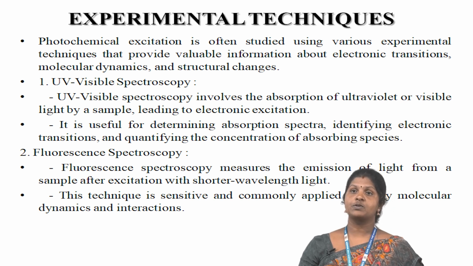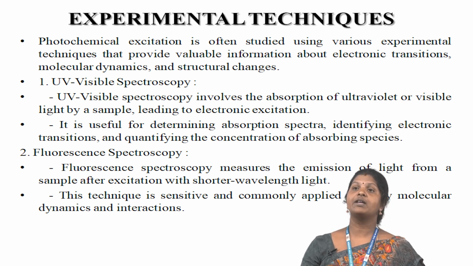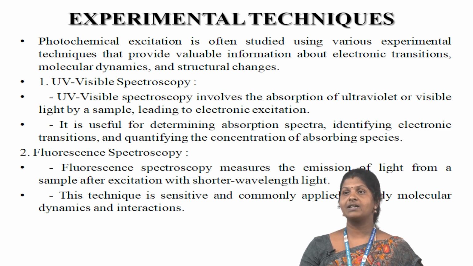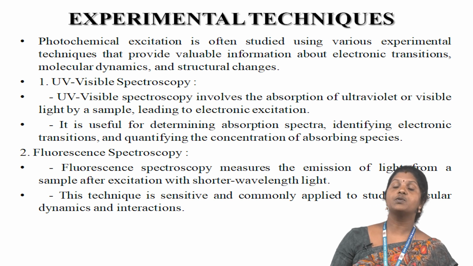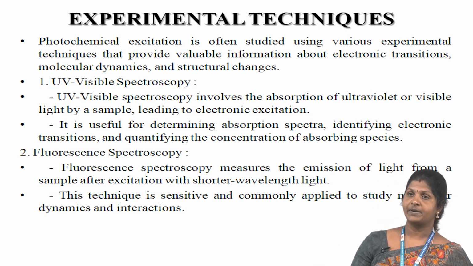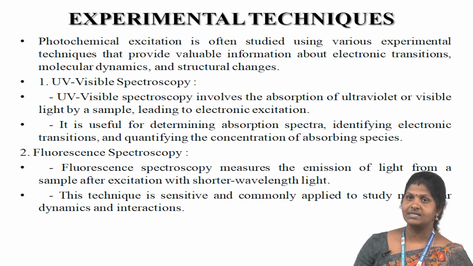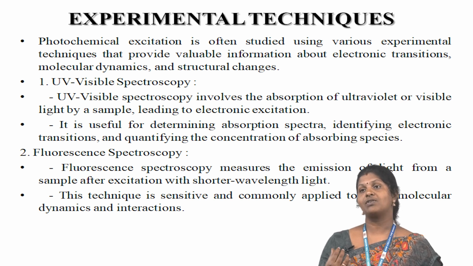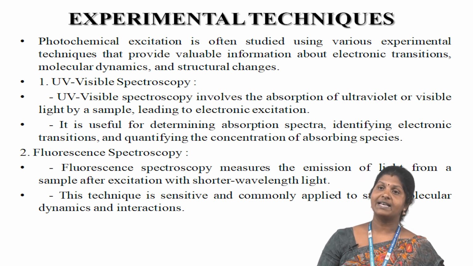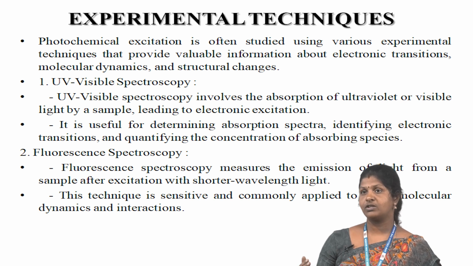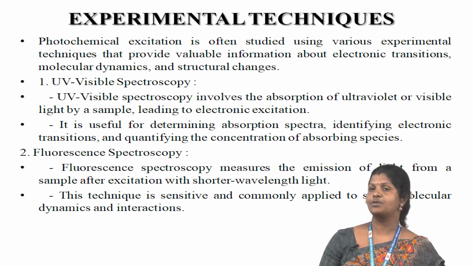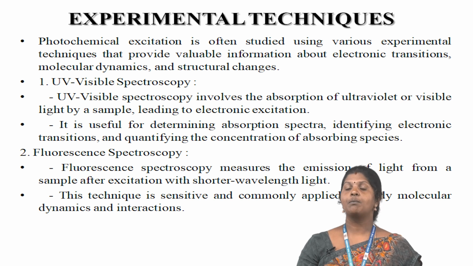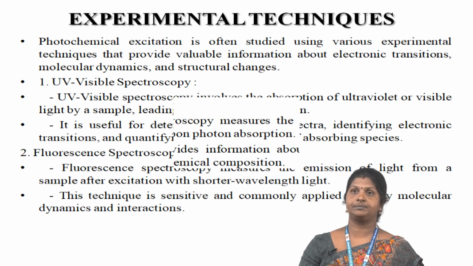UV-visible spectroscopy involves the absorption of ultraviolet or visible light by a sample, leading to electronic excitation. It is useful for determining the absorption spectra, identifying electronic transitions, and quantifying the concentration of absorbing species. Then, fluorescence spectroscopy measures the emission of light from a sample after excitation with a shorter wavelength of light. This technique is sensitive and commonly applied to study molecular dynamics and interactions.